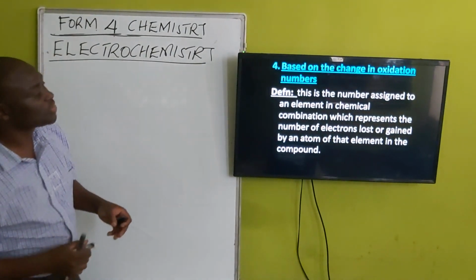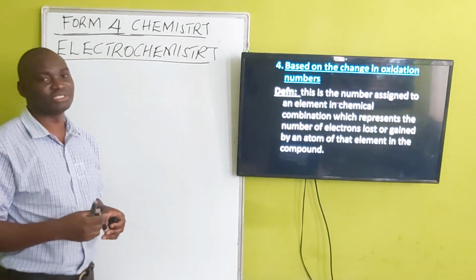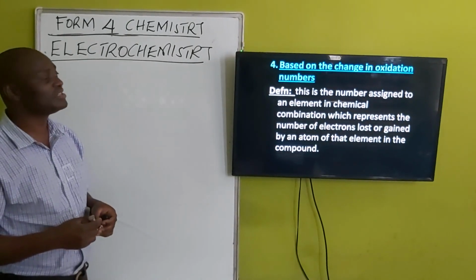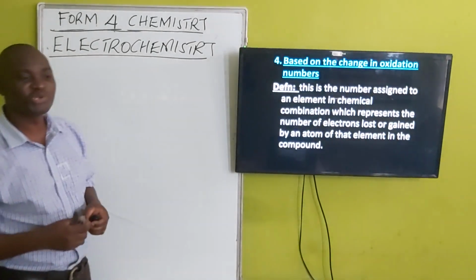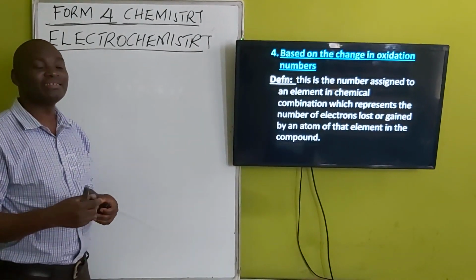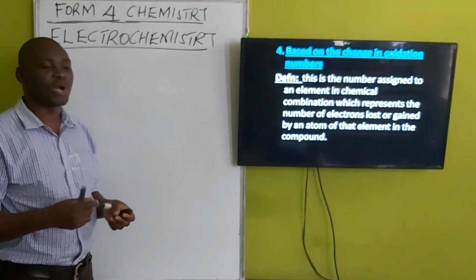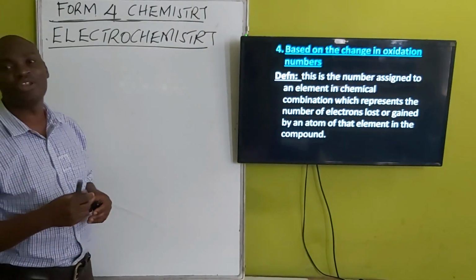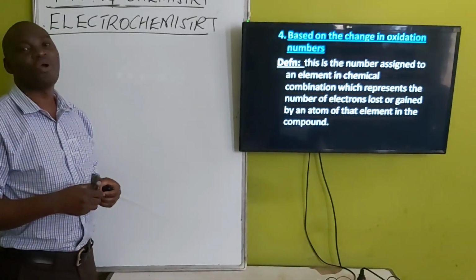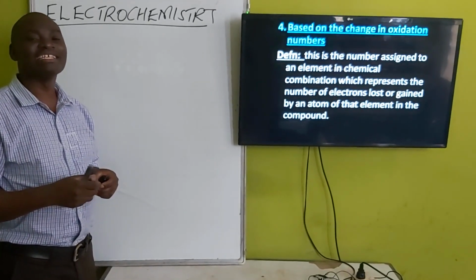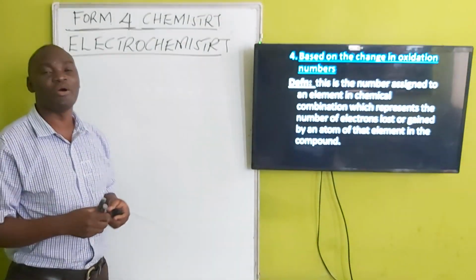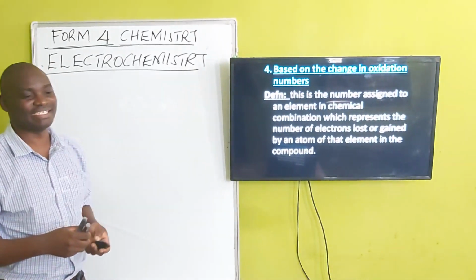Now, we are dealing with redox reactions, but we are going to define the redox reaction based on oxidation numbers. From your Form 2 work, you know that oxidation number is the number that is assigned to an element in a chemical combination. It represents the overall, the net charge of that element in its combined state. That is what we call the oxidation number, or oxidation state.